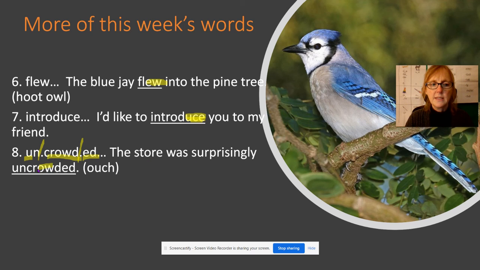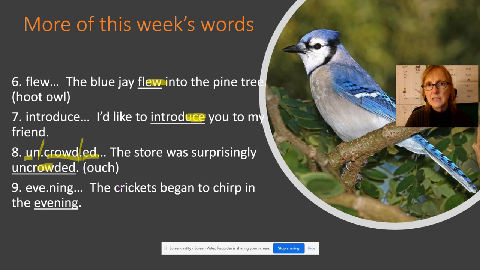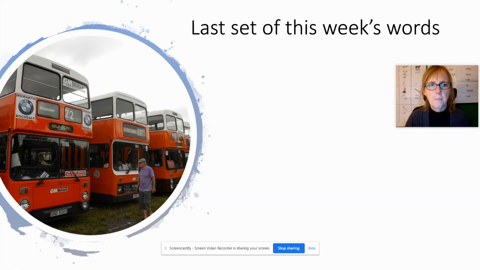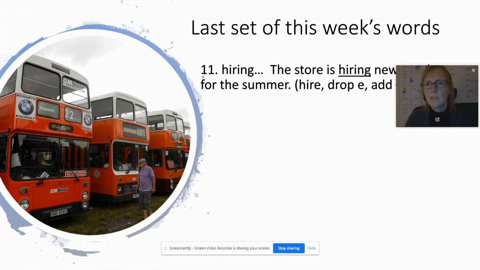We have the ow sound for ouch, but spelled O-W. Evening, 2 syllables. The crickets began to chirp in the evening. Pocket: he kept his keys in his pocket. I just want to point out that the CK is going to stay together here in the first syllable because it is a consonant digraph, 2 consonants making 1 sound. Pocket.